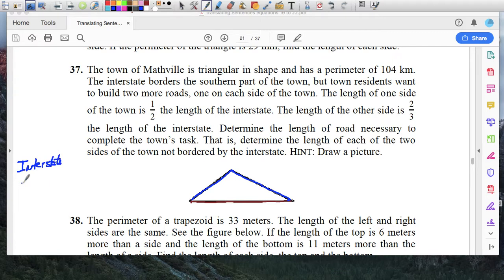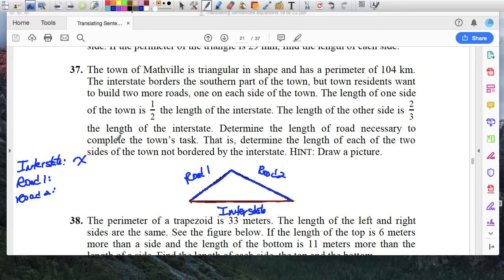I know that the perimeter, if I add this road plus this road plus this road, gives me 104. So let's add this up: x over 2 plus 2/3 x plus x equals whatever this is, 104. One thing you can do here, if you like, is clear the fractions. And one way of clearing the fractions is to find the LCM.